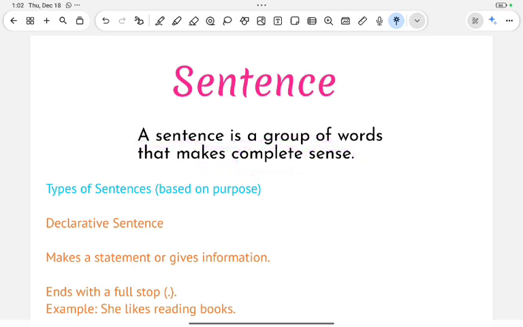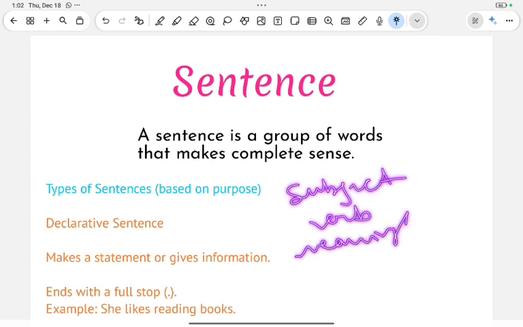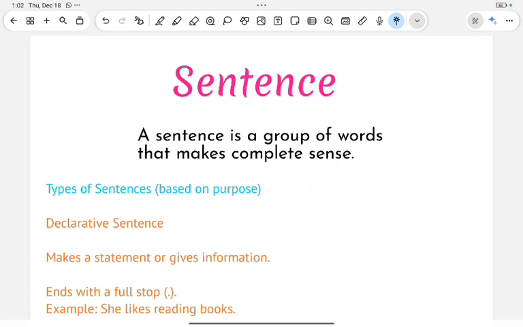So basically a sentence is a group of words. A sentence basically has a subject, a verb, and it should be meaningful, nothing else. Okay, now let's talk about its different types.